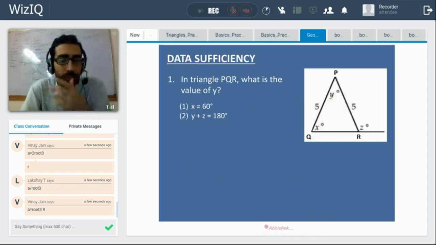Now, as I had mentioned in the beginning, I do want to cover a little bit of data sufficiency. So let me do that through this question.